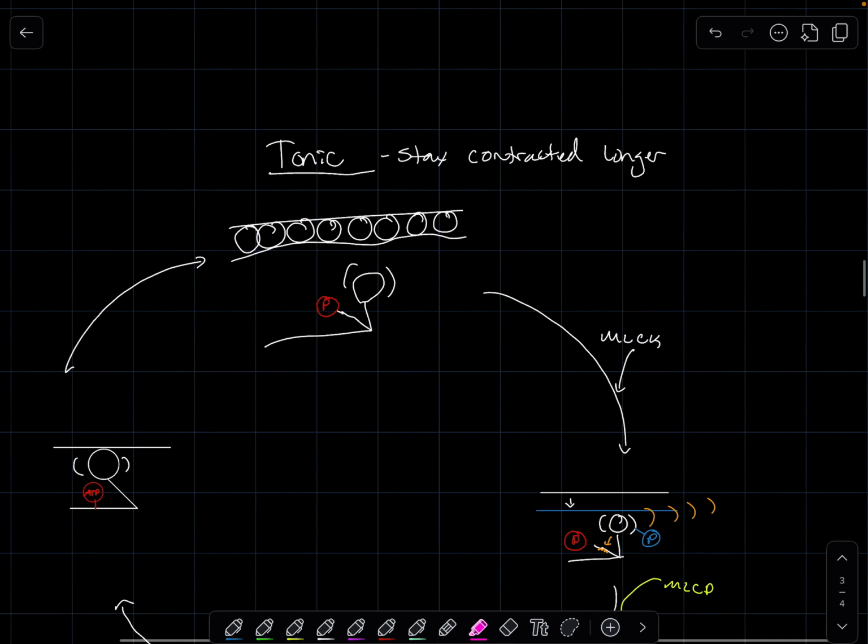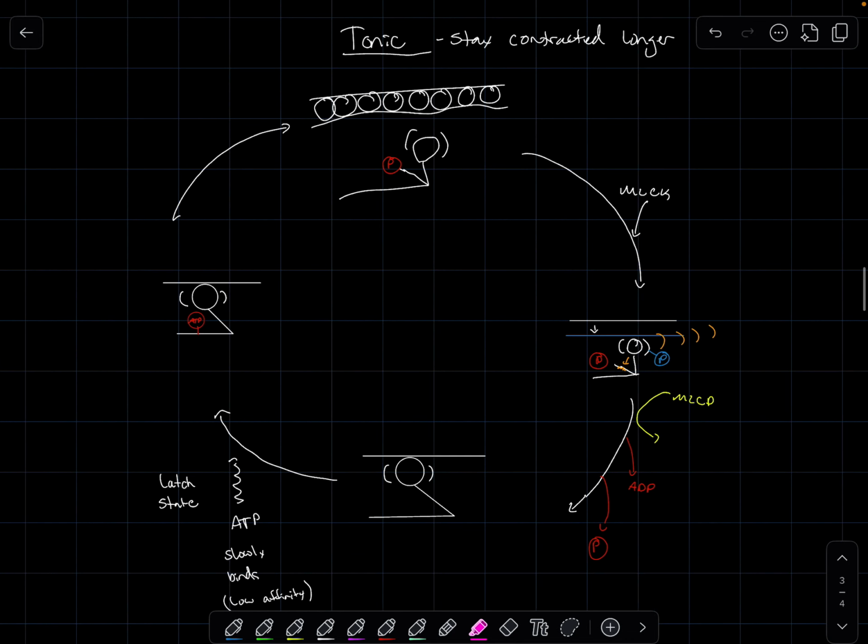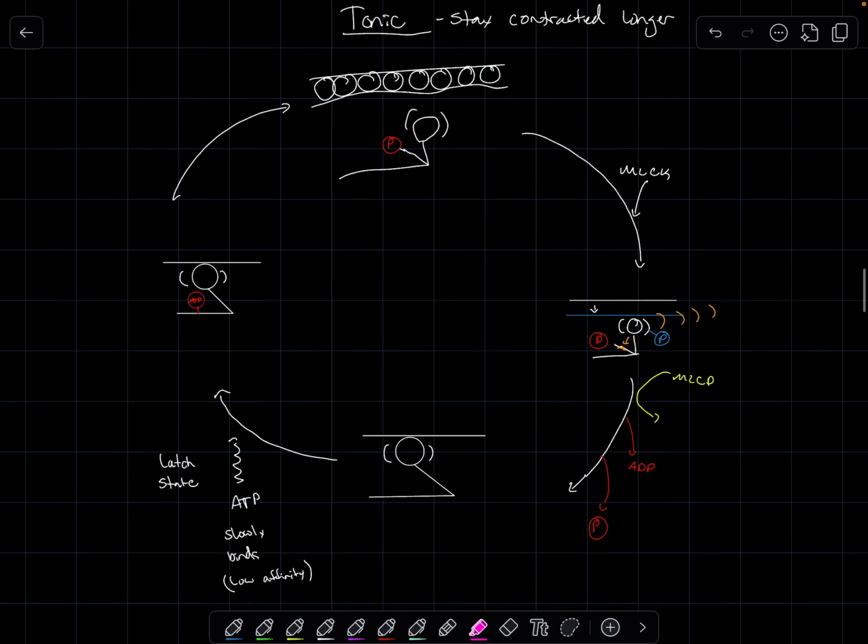Now we're going to take a look at tonic. Tonic is a little bit different. Tonic contractions are, I guess, contracted for longer periods of time. Examples of tonic contractions would be your sphincters, like your external anal sphincter. That is usually most of the time always closed or contracted. And I'll explain that here.